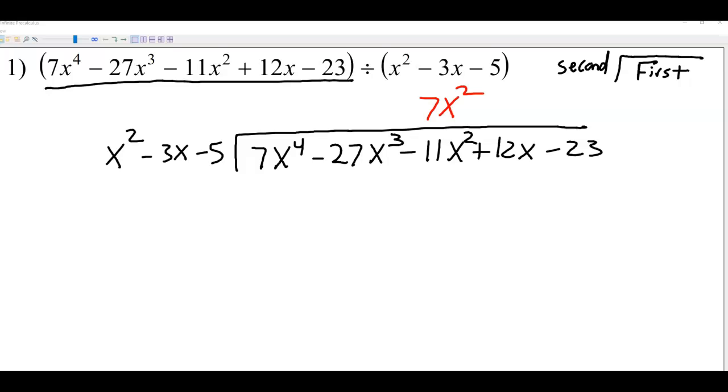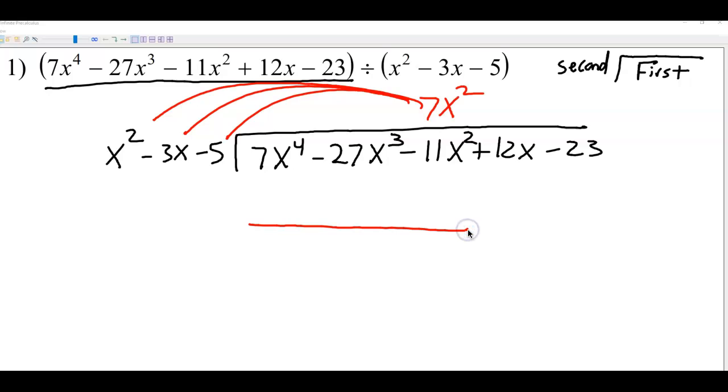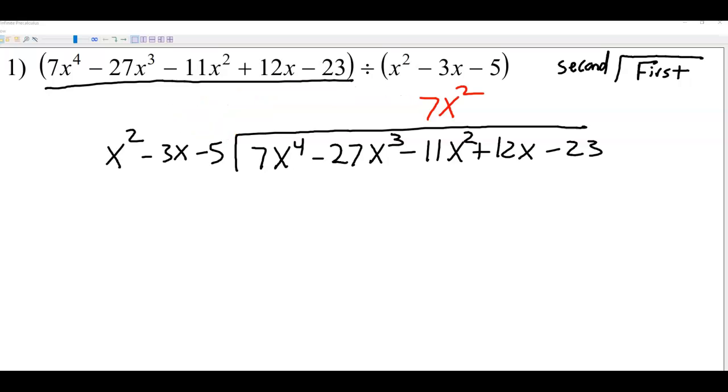The second step was to take this and multiply it by, don't draw these lines, but you're going to multiply it by all 3 of these. And you put your answer here. Well, we're getting there. All right, so let's do that. So let's multiply 7x squared by all 3 of those and put our answer down there.